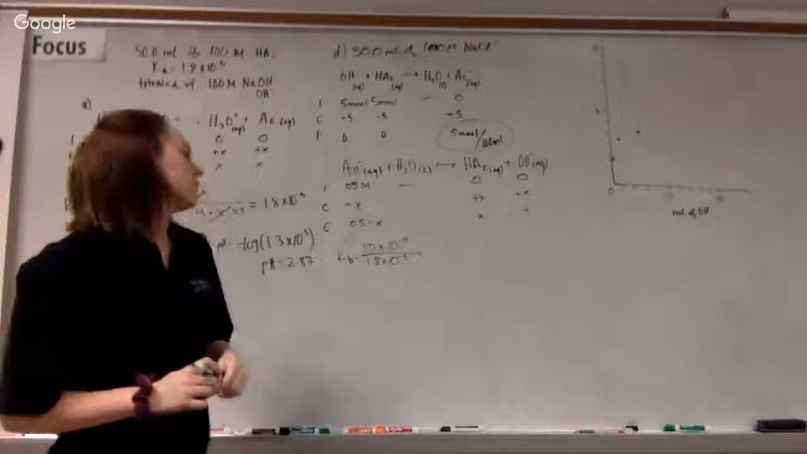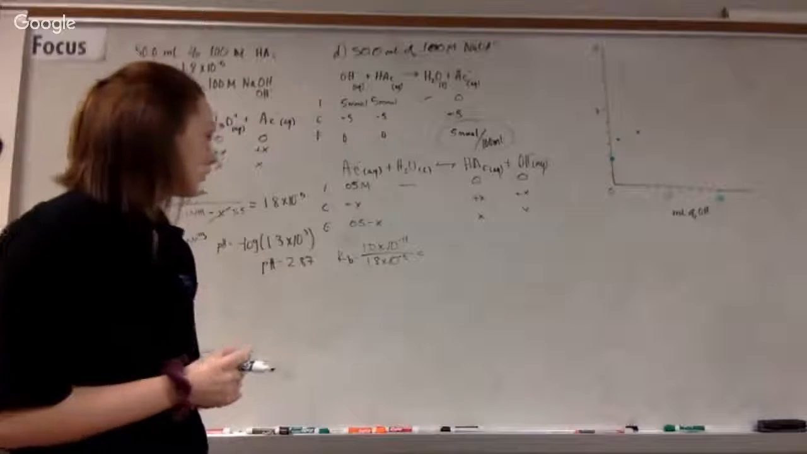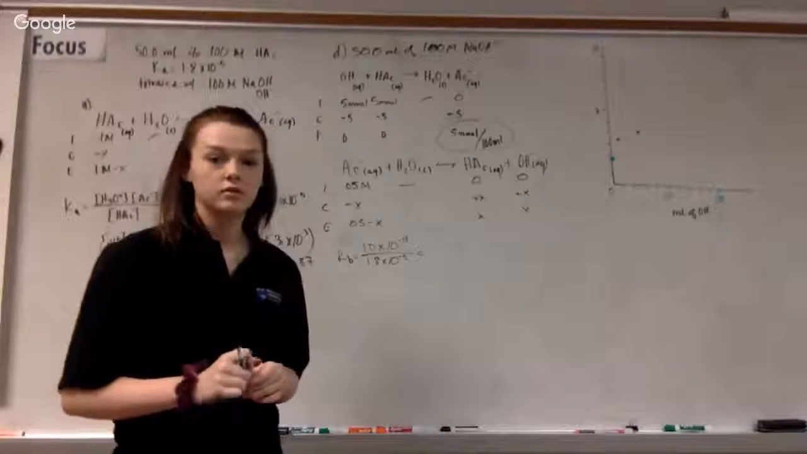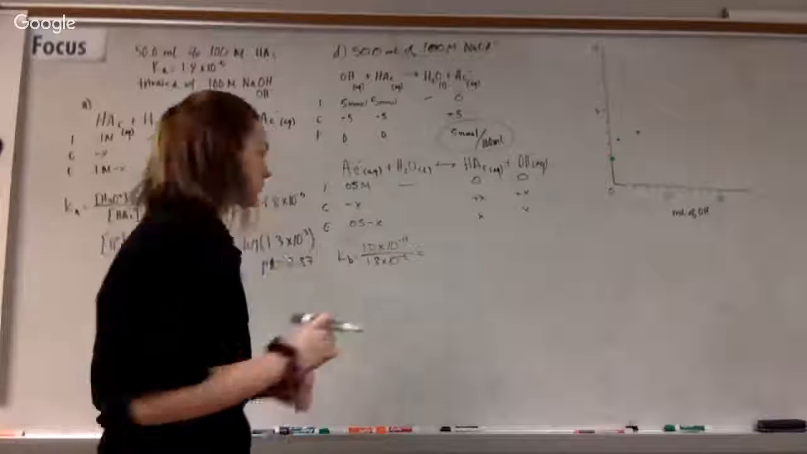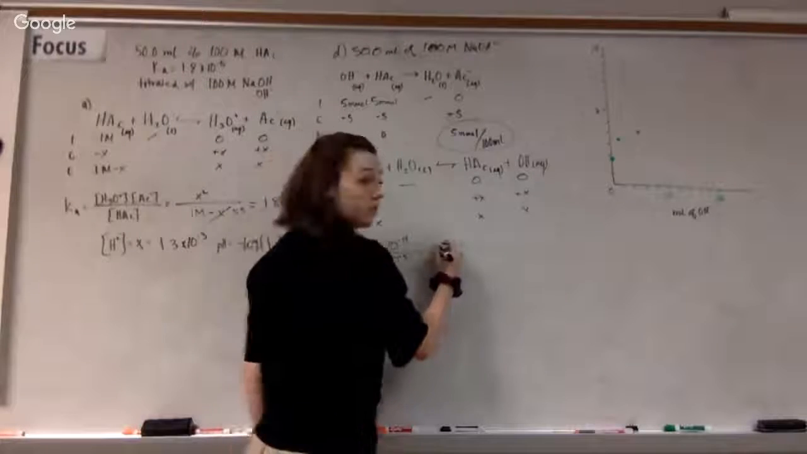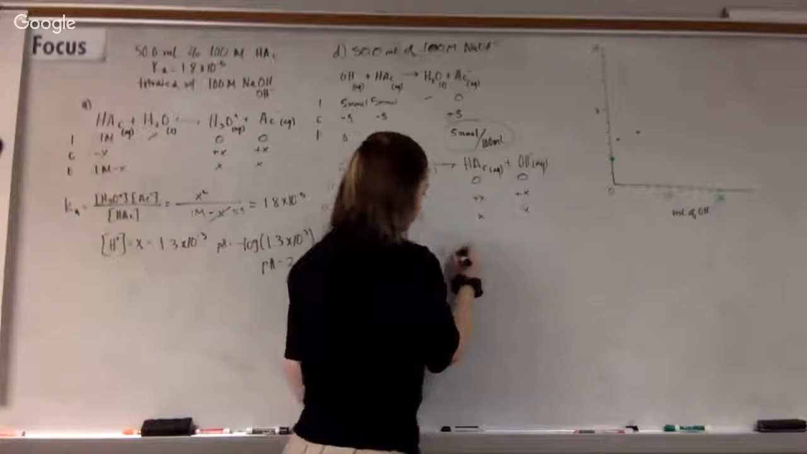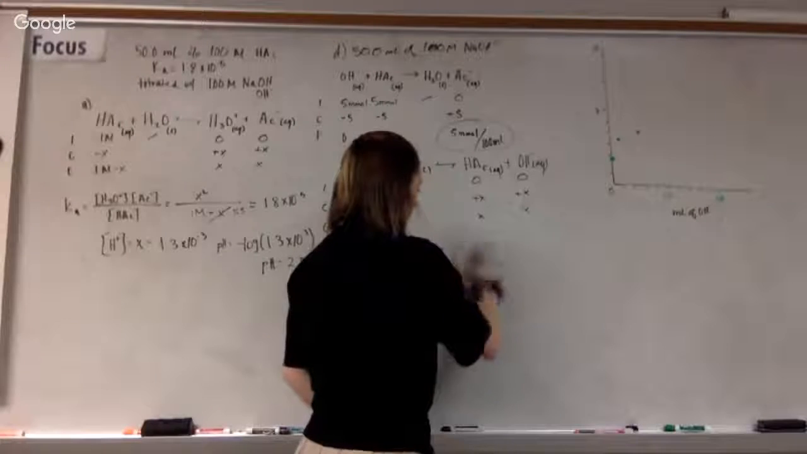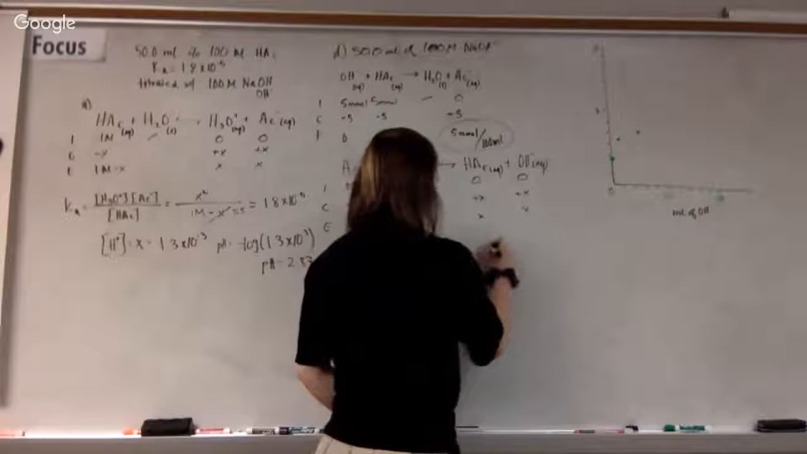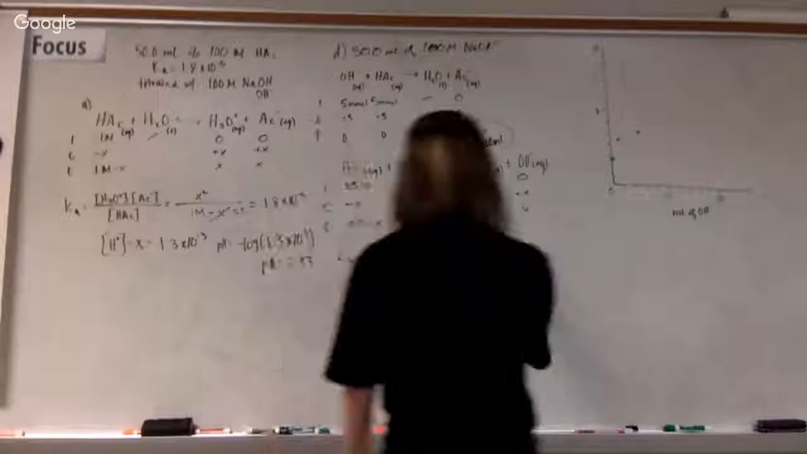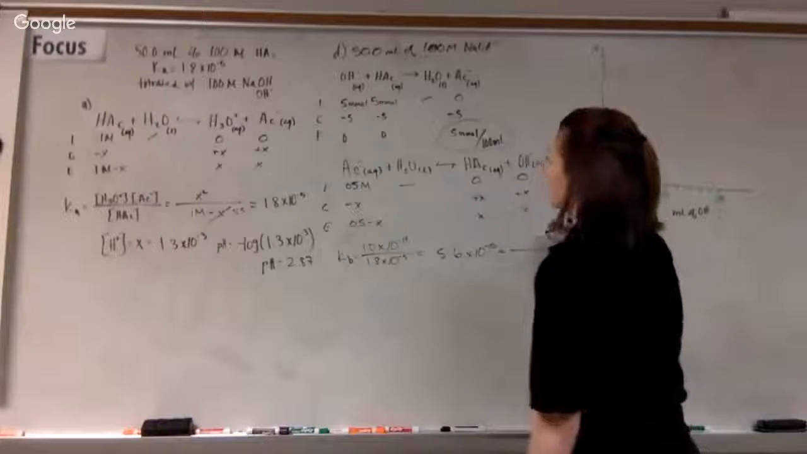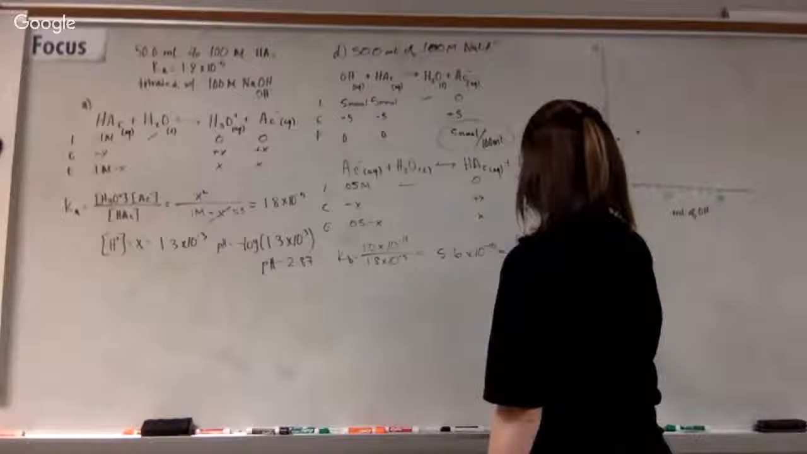And once we have the Kb, which I guess I could give you as well, Kb is 5.6 times 10 to the negative 10. Okay. Can't we just write that? Let's draw the law of mass action and solve it.